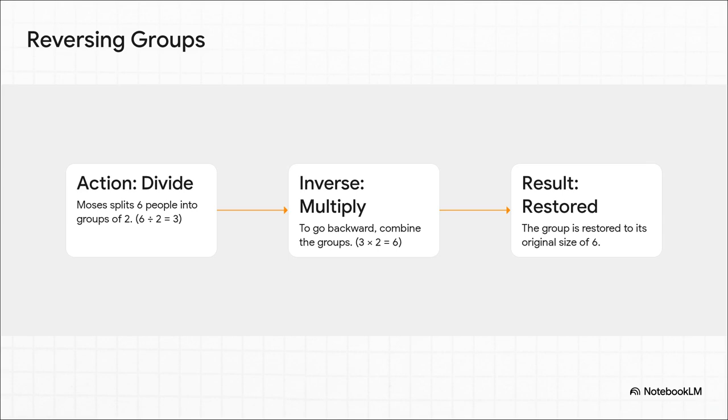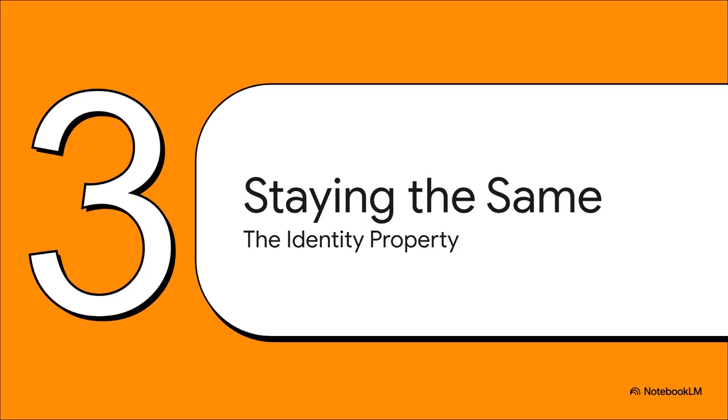Simple as that. All right, so if our first tool was all about reversing our steps, our second tool is all about knowing how to stay put. It's called the identity property. And you can think of it like a reliable landmark on our journey, something that just never, ever changes.